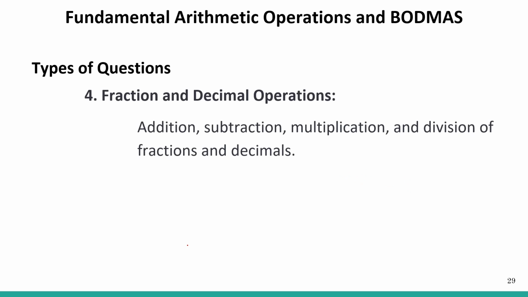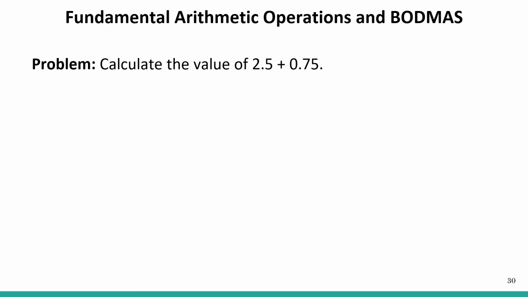So the fourth kind of question is on fraction and decimal operations: the addition, subtraction, multiplication and division of fractions and decimals. Let's see an example to get a better gist of it. If we calculate the value of 2.5 plus 0.75, this is nothing but 25 by 10. We already know how it is converted to a fraction, and this is 75 by 10. We can also write this as 25 divided by 10 plus 75 divided by 10.